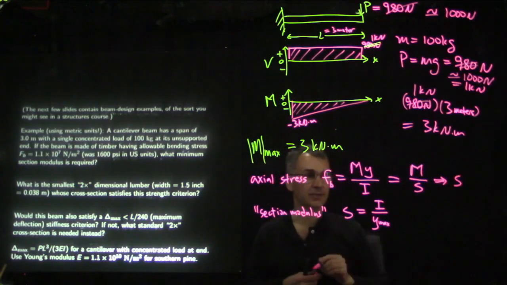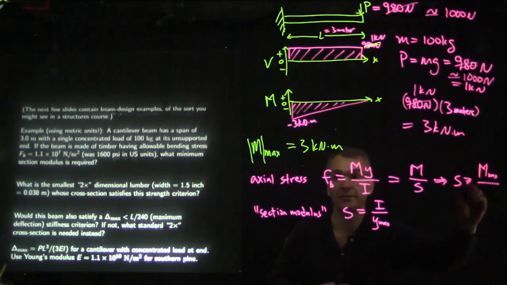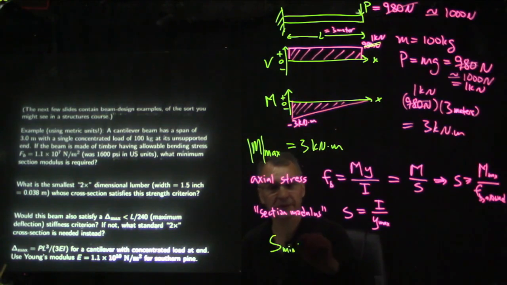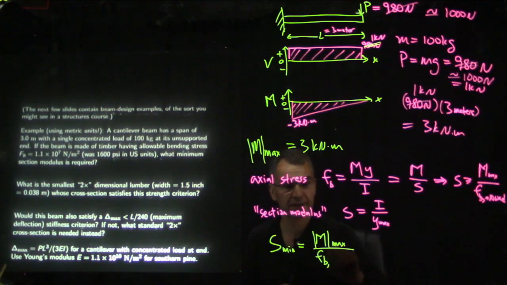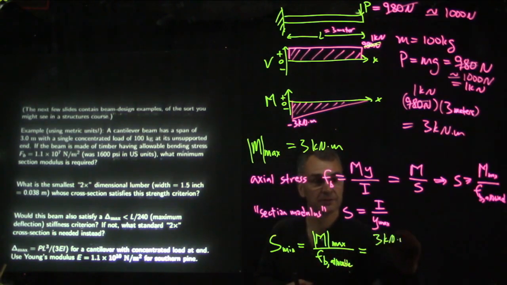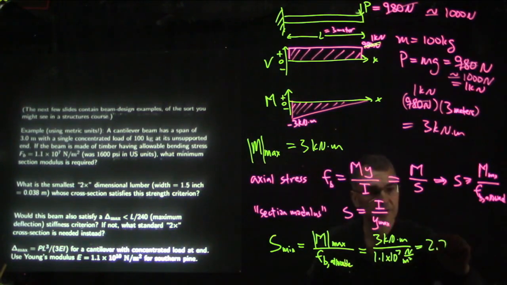That tells us the section modulus has to be bigger than or equal to the bending moment max divided by the allowable bending stress. So that gives us the minimum section modulus: the maximum absolute bending moment divided by the allowed bending stress. So that is 3 kilonewton meters divided by 1.1 times 10 to the 7th newtons per square meter, and that equals 2.73 times 10 to the minus 4 meters cubed.